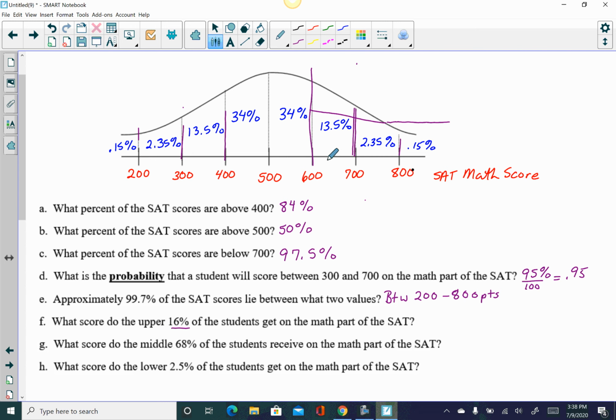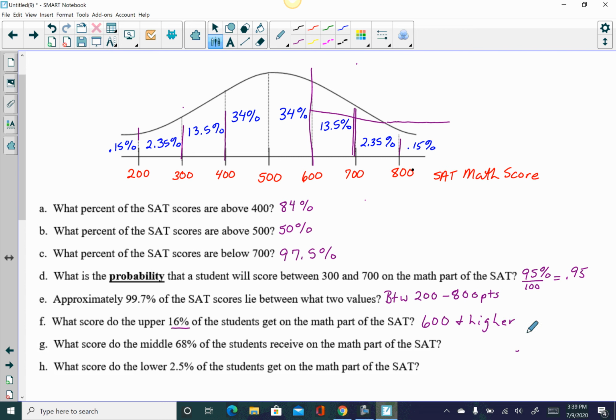You can't do 600 to 800. If you just say 600 to 800, you're not talking about the full 16%. You've got to include those few people that are beyond scoring an 800. So you would say 600 and higher.